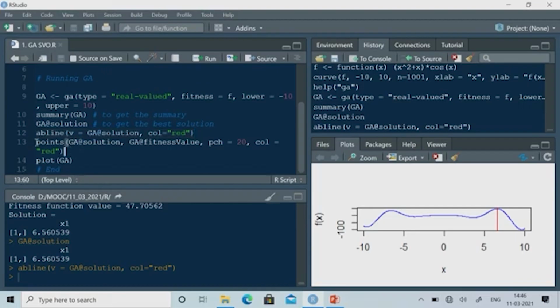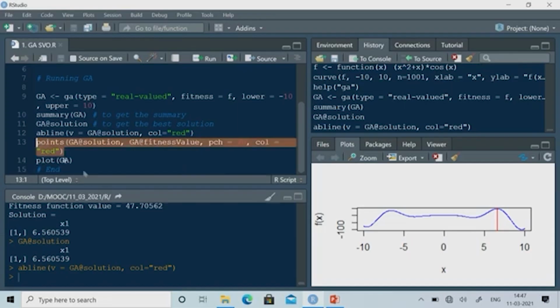I can also put the optimal point. I can execute this by using the points function. I would like to put a point here, where the x axis is your GA dot solution and the y axis is the best fitness value. Therefore I am writing this as the x value and this as the y value, and then I am putting a round, a circular dot basically. So, pch equal to 20 I am putting. If you give some other value, some other shape will come, and the color I have used is red.